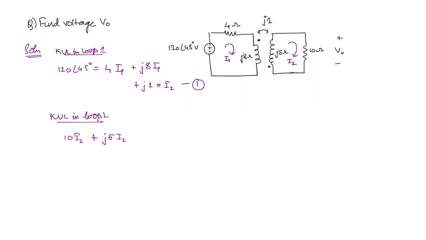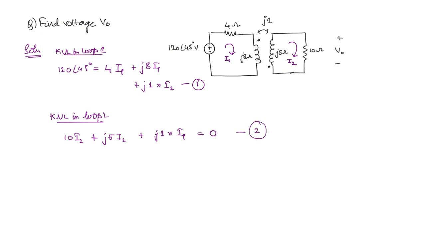Now what about the mutual inductance term? Here the current is going into the dotted terminal in this coil. So at the dotted terminal you will get positive. So when we are going in this direction, first we are getting the positive. So this will also be positive. The mutual induced voltage is also positive in the direction that we are going. So j1 times I1. So this is equal to 0. We have the second equation.